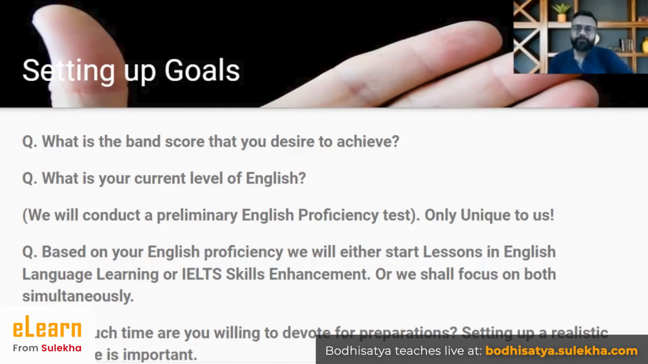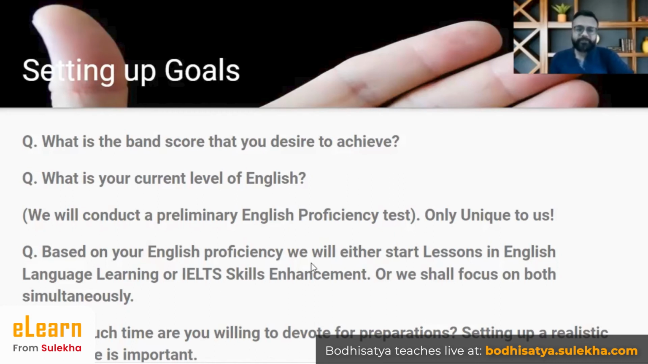So this is something that you need to plan, and this can be done based on the current level of English that you are in at this moment. If you are somewhere in the intermediate level and you are planning to go abroad and you are targeting band 7 or 7.5, then it is quite an achievable target. But if you are somewhere in the beginner level of English and you plan to score band 7, then it is not advisable, it is not possible.